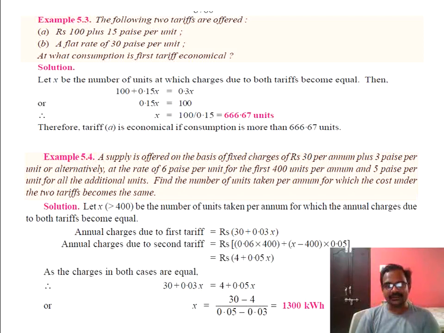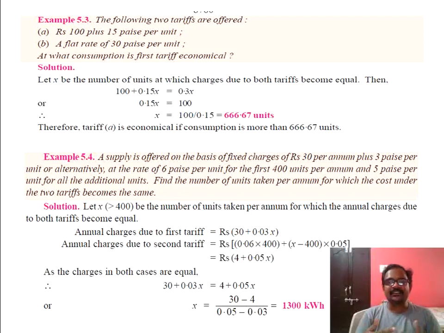And the second tariff will be, for the first 400 units, 400 into 0.06. For the remaining units, the total number of units is x, and x should be more than 400. x may be 420, 430, 500, 1000, 10,000, anything more than 400. So x minus 400 into how much rupees? 5 paise means 0.05. If I multiply 0.06 into 400, it will be 24, plus 0.05 into (x minus 400), and 400 into 0.05 will be 20. So 24 minus 20 will be 4 plus 0.05x.